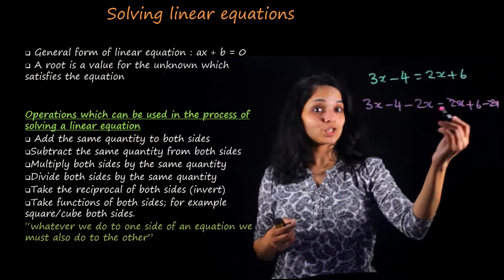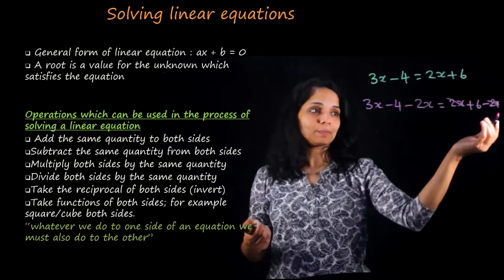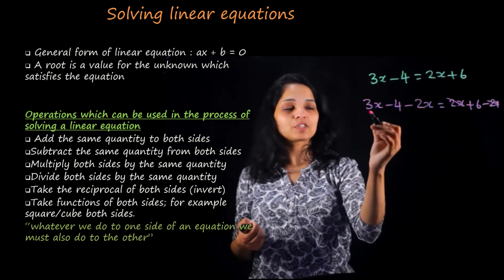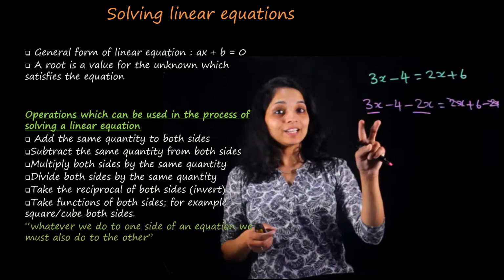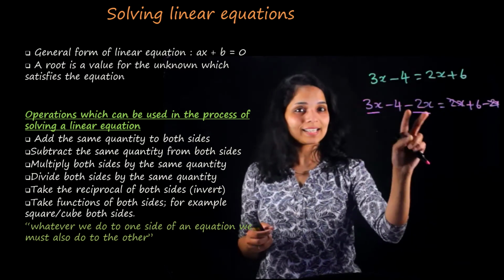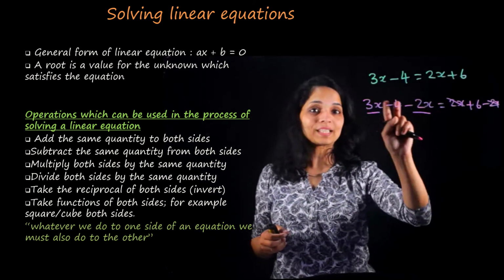The 2x and minus 2x add to give 0, so that disappears. This side now becomes 3x minus 2x. That's basically collecting like terms and subtracting.